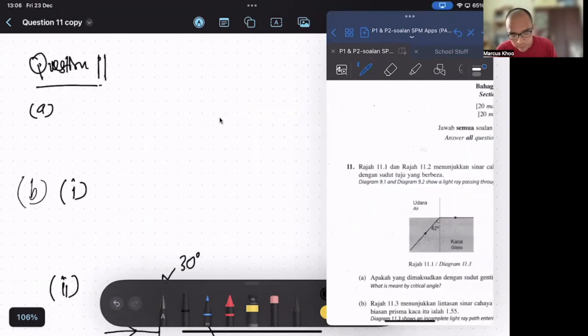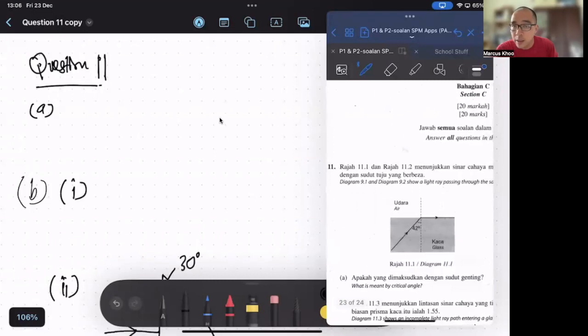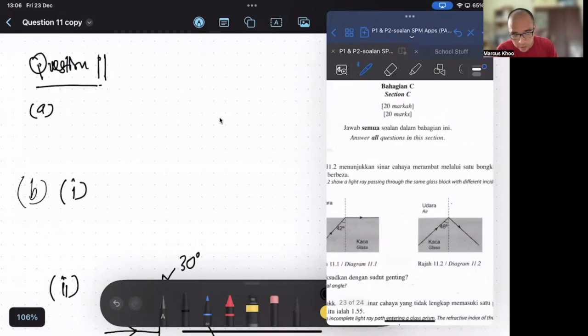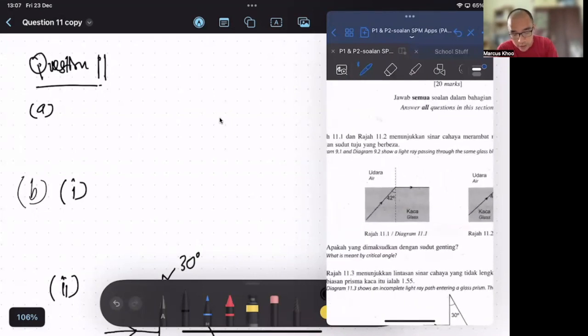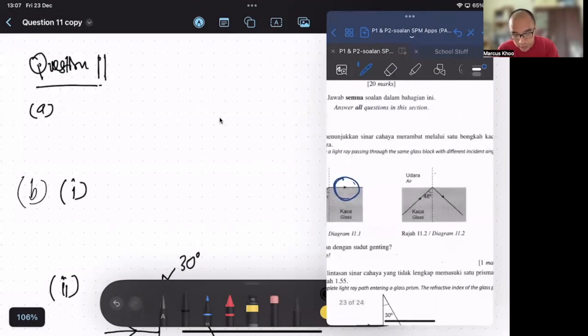Finally, question 11. So this is a question from chapter light. So diagram 11.1, 11.2 show a light ray passing through the same glass block with different incident angles. So one is 42, and if you notice, it is going at this one, and one is at 48, and then it is totally reflected. So this is obviously something to do with total internal reflection.